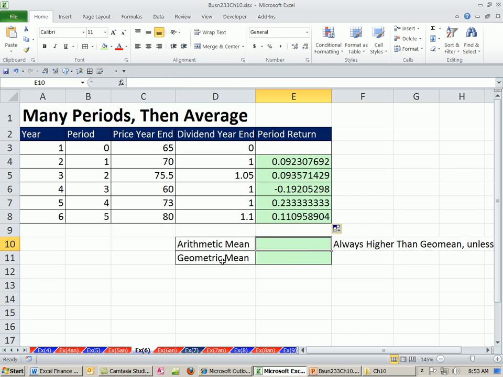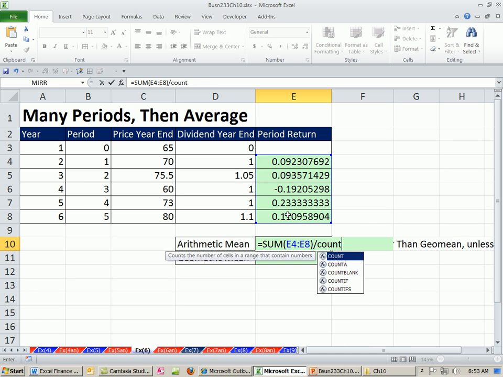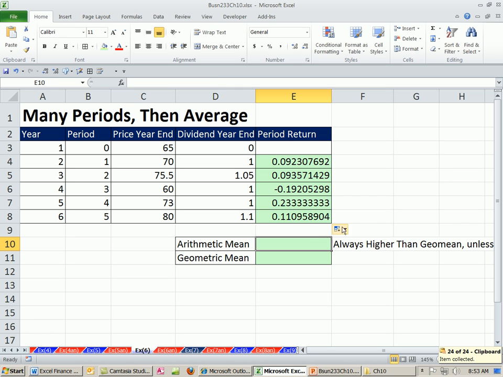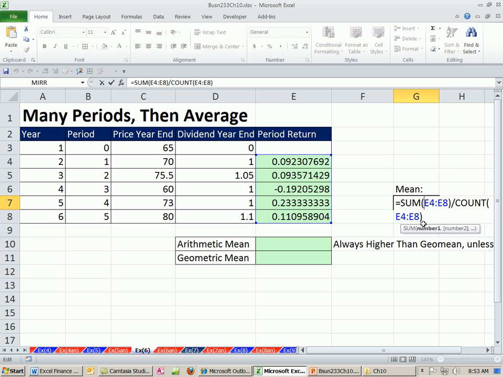Now we can take the arithmetic mean. Arithmetic mean equals sum. You add them all up and divide by the count. The count function counts numbers. Now obviously this is silly here. In fact, I'm going to copy this, escape, and put this over here, and say average. It's the mean, it's called. That's the silly way to do it. But since this is the first time we're talking about this, that is how you calculate it.